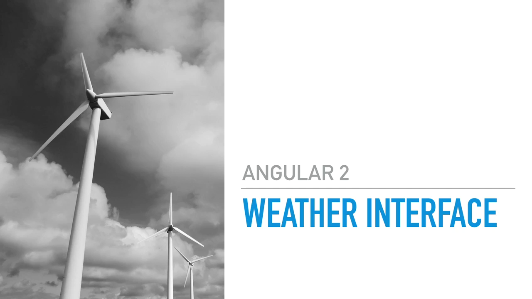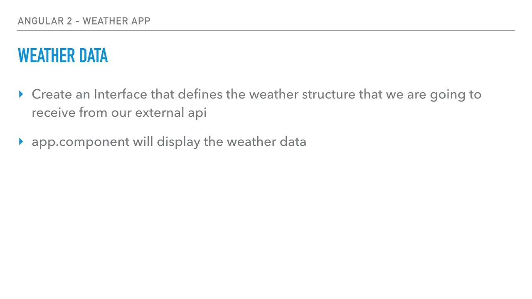In this section, we will take advantage of using TypeScript interfaces for improving our code. So we will create an interface that defines the weather structure that we are going to receive from our API, and then we will use this in our app component. It's really important to mention that an interface in TypeScript, once it's transpiled to JavaScript, is nothing at all, because JavaScript doesn't understand interfaces.